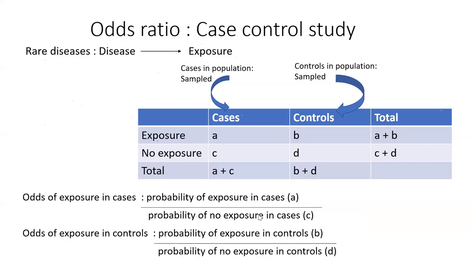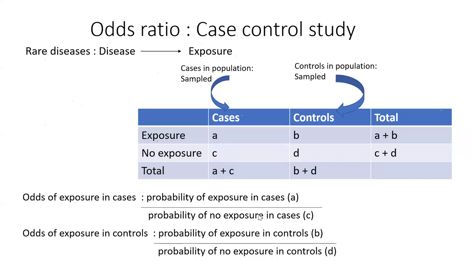The odds. Now, in a case control study, what you calculate is the odds of exposure in cases. So what are odds? Odds are nothing but probability of the event happening divided by the probability of the event not happening. So what is the probability of exposure in cases? It is A upon A plus C, very right. And probability of no exposure in cases is C upon A plus C. When you divide one by the other, A plus C gets cancelled. So the odds of exposure in cases is nothing but A upon C.